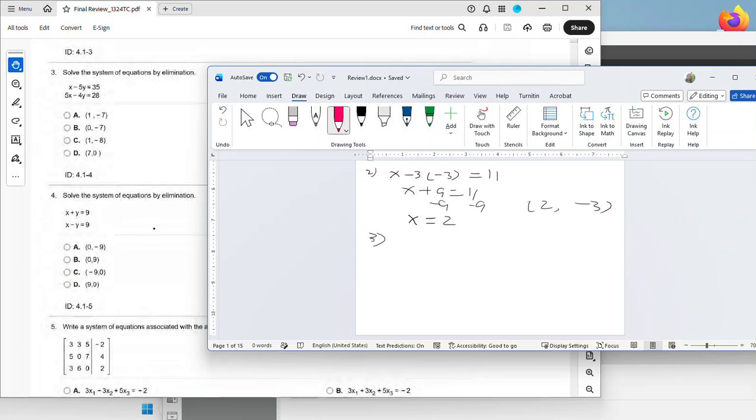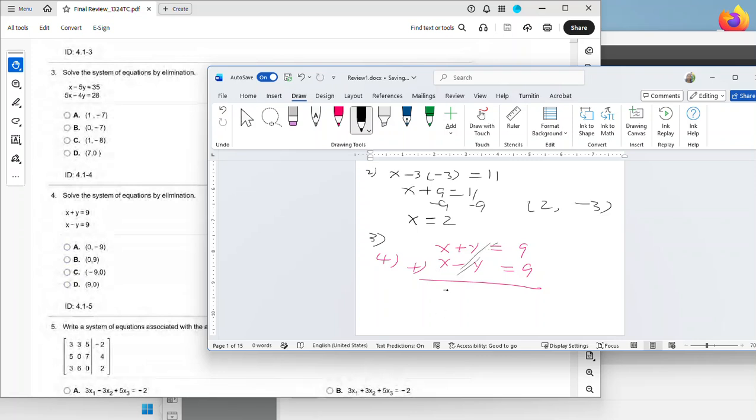So number 4, if you're doing the elimination, is very quick and easy, right? So what is the elimination? Or sometimes we call it addition. So we have x plus y and x minus y, they both are equal to 9. All right, so look at this one right here. If I add these two equations together, I have a positive y and a negative y, they both cancel out.